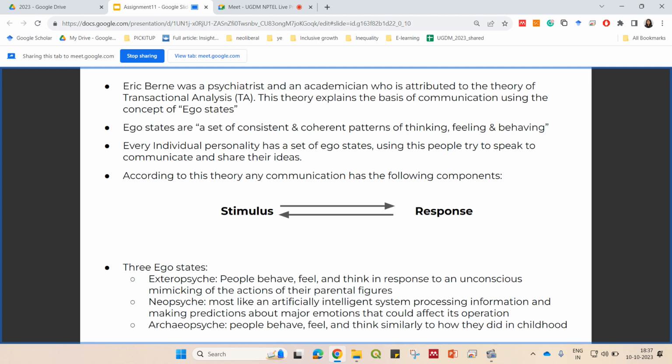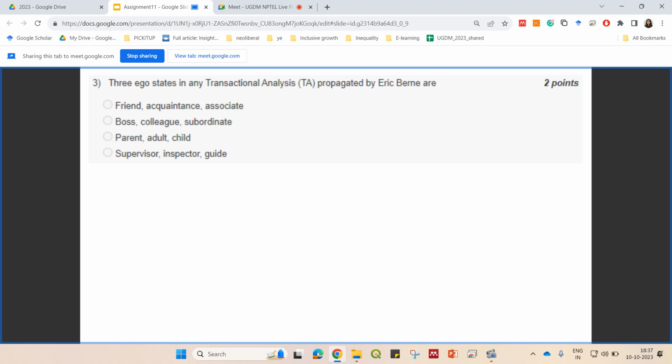Or they can behave in a more intelligent or adult ego, where they perceive information from their surroundings and alter their behavior and thoughts accordingly. And then there can be the exteropsyche, so following the learned values and principles from parental figures or anyone, and then trying to emulate that in your behavior, again in an unconscious way. So that is the exteropsyche or the parent ego. So these are the different ego states that have been proposed by Eric Berne according to his transactional analysis, or the theory of transactional analysis.